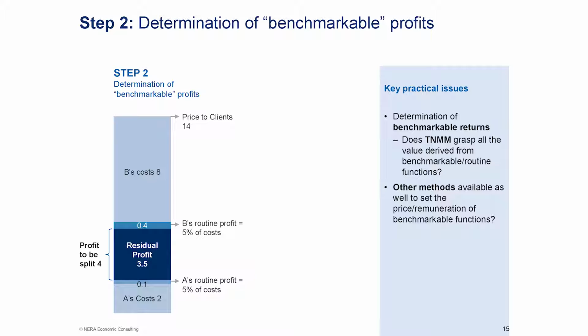Few questions on the side. Does TNMM grasp all the value derived from benchmarkable routine function? The answer is yes, to the extent that comparables are good. Are there other methods that are available to set or price the remuneration of benchmarkable functions? The answer is yes. For instance, if you have in the company good technology, and if this technology can be benchmarked through, for instance, the comparable and controlled price method, this can be carved out from the residual profit so that the residual profit is smaller, and then the split factor applies only to this share.